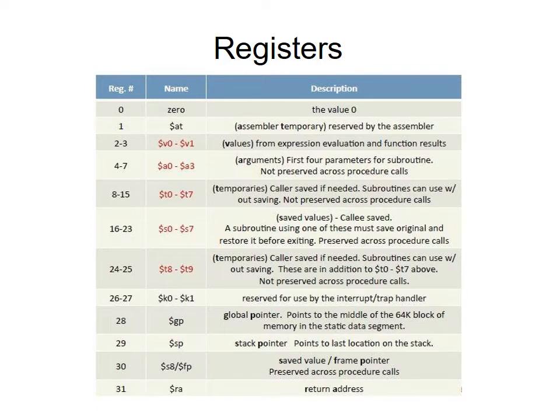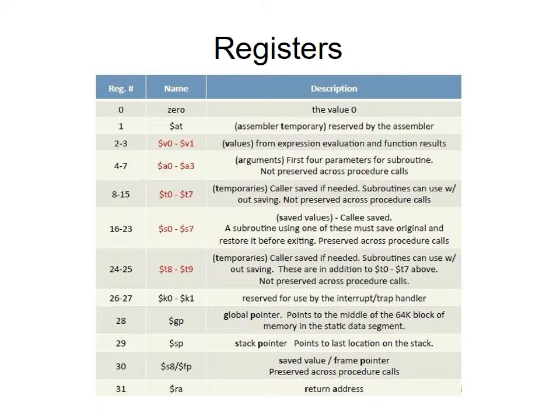And then 8 to 15 are named $T0 to $T7. Those are temporaries, that means caller saved if needed. Subroutines can use them without saving, not preserved across procedure calls. And then 16 to 23 are named $S0 to $S7. That means saved values, callee saved. After that 24 to 25 are named $T8 to $T9. Those are also temporaries, caller saved if needed.